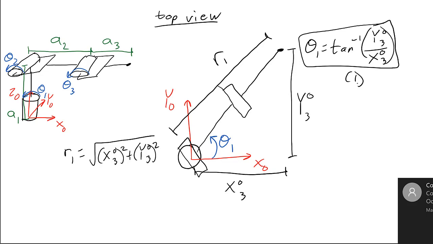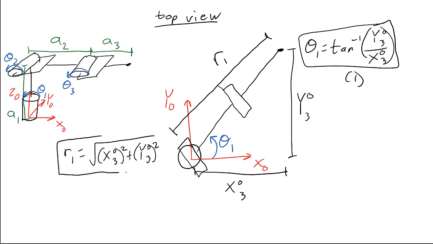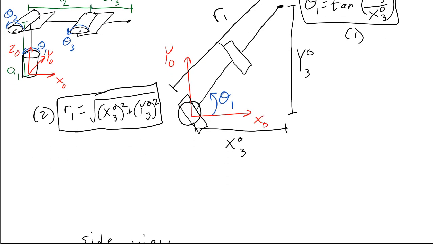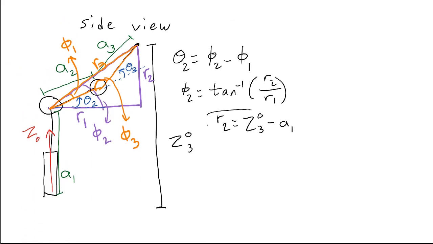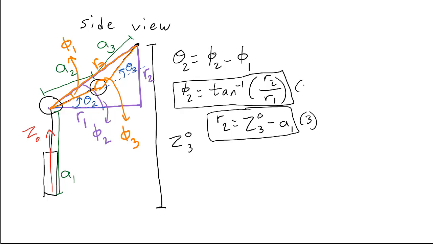I'm going to start labeling my equations right away here so I know what order I have to put them in my code in order for this to work. So equation 1, I can do that one right away. Equation 2, I know everything on the right hand side of that equation. Then I already know everything on the right hand side of this equation, so that'll be 3. And then once I have R1 and R2, I can now do equation 4. Now I still need to get phi 1 before I can get theta 2. So let's try and get phi 1.